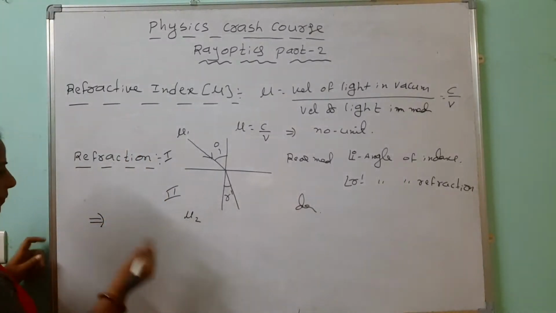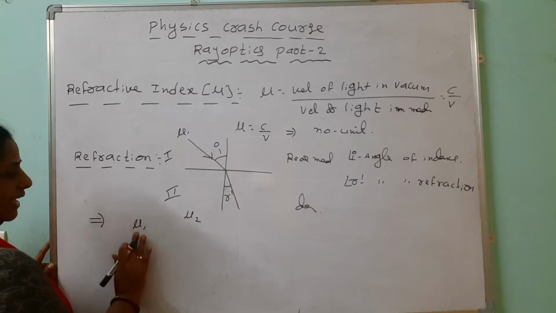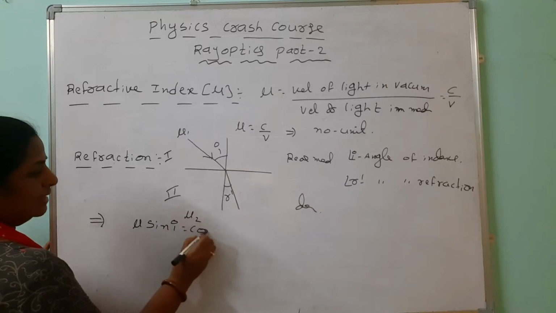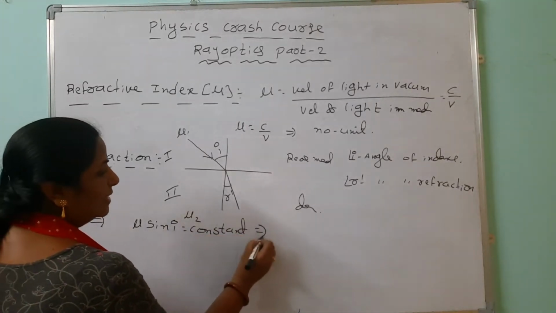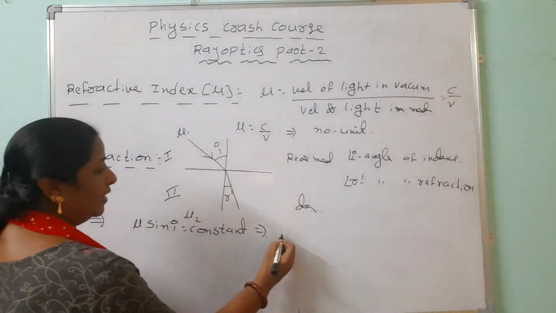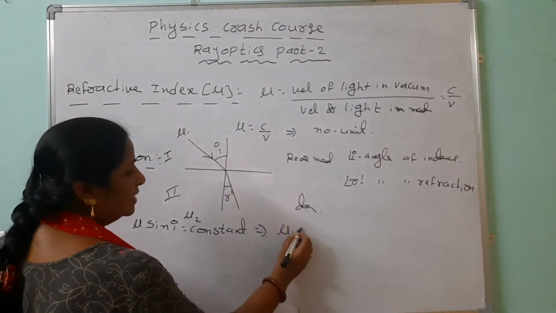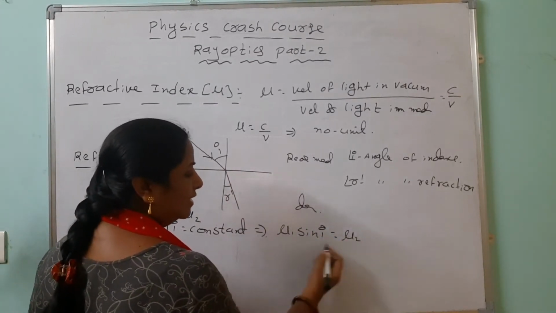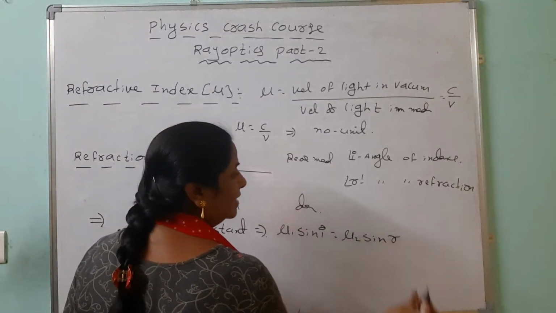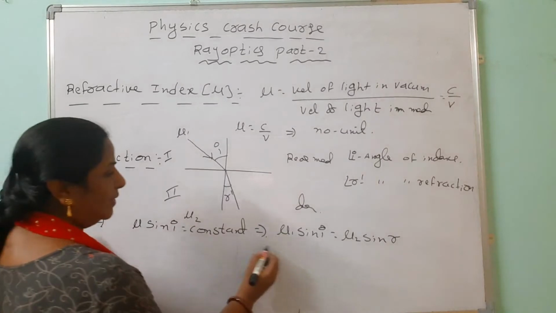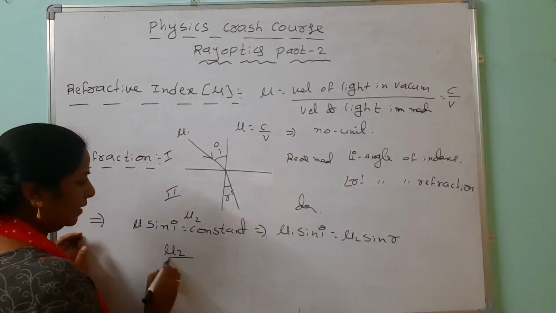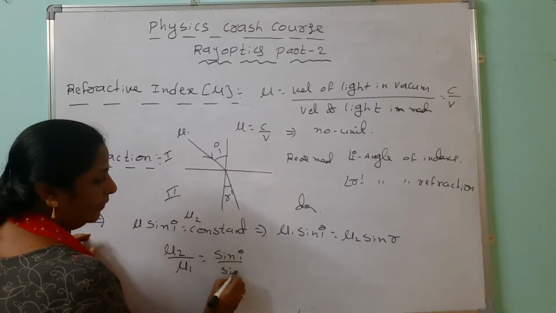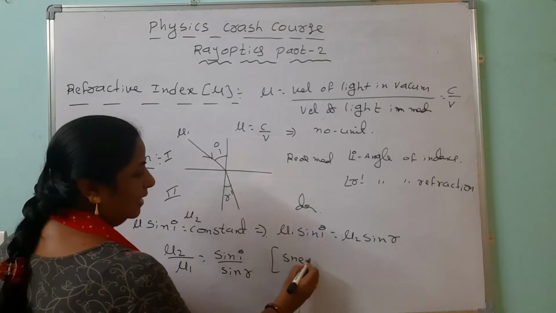Then the second law: the product of the refractive index and sine of the angle is constant. Based on this, here two mediums are there. First medium refractive index is mu1, and with angle of incidence, mu1 sine i equals mu2 sine r, where mu2 is the second medium refractive index and r is the angle of refraction. So this is also constant. From this we should write mu2 by mu1 equals sine i by sine r. This is called Snell's law.